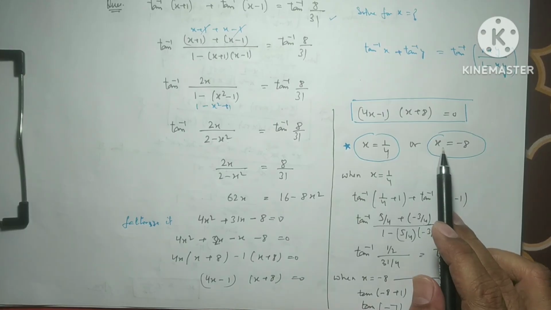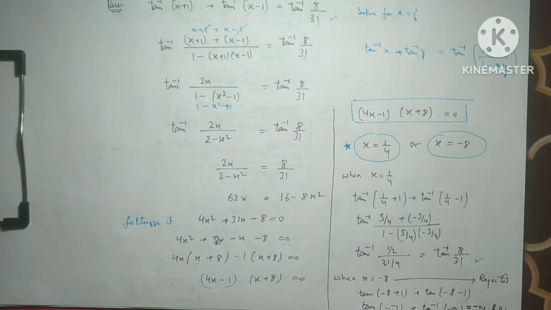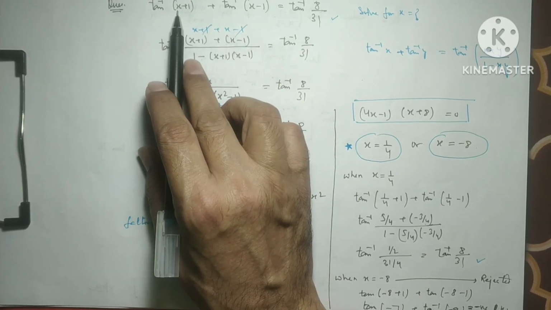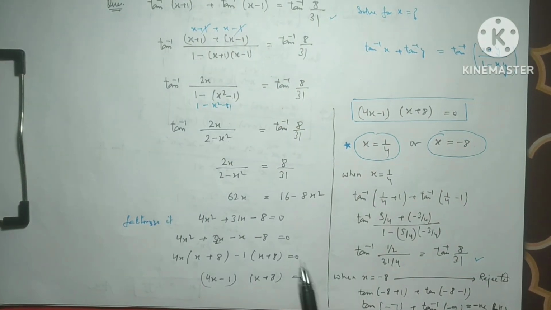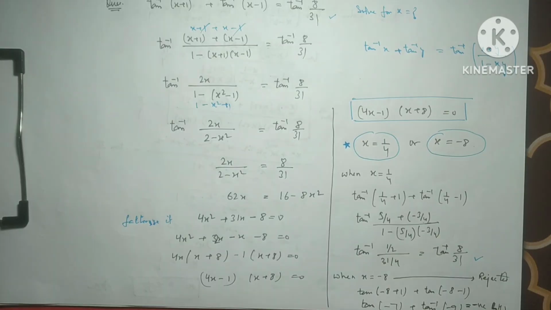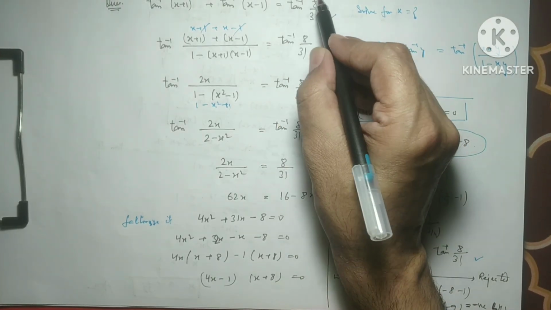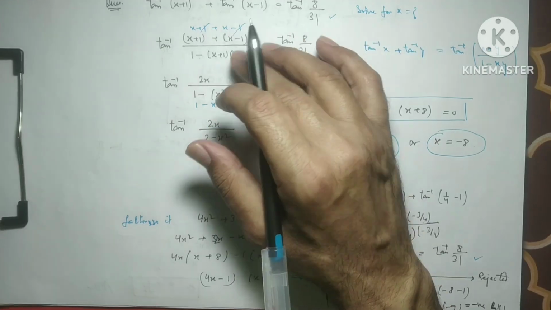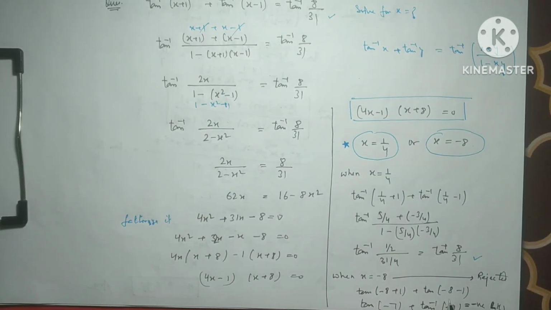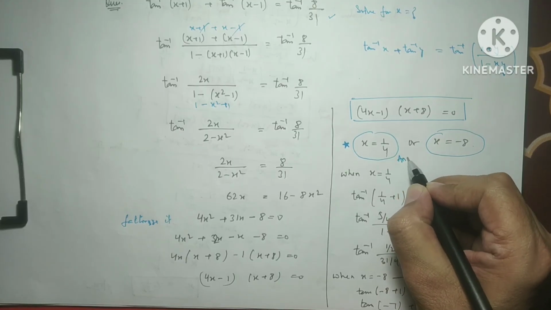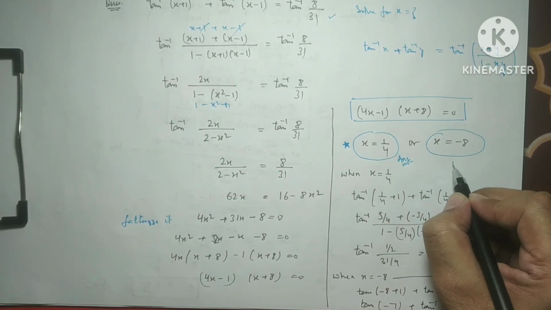Right now we will check x equals minus 8. On putting this value in this equation, minus 8 plus 1 is minus 7, and minus 8 minus 1 is minus 9. So on the left hand side we have the negative tan inverse, so the result will be negative, but in the equation the right hand side is positive, so it can't be possible. This is not satisfied, so we can say easily the answer is x equals 1 by 4, and x equals minus 8 is rejected.